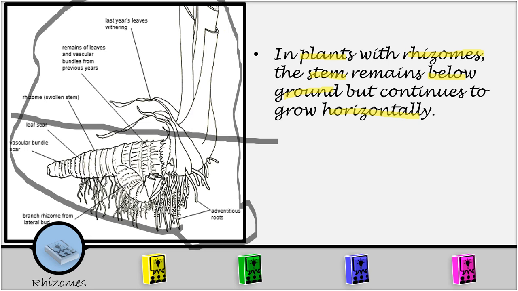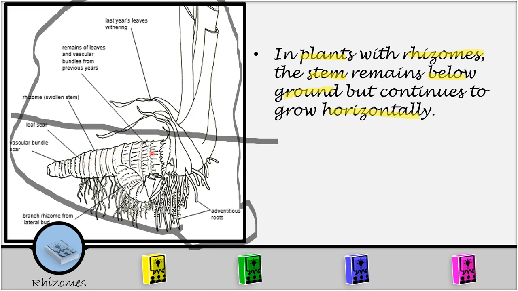So when you look at our rhizome here, it has adventitious roots here, and here we have a branch of rhizome from the lateral bud. This one is a branch. You can see that the leaves have been cut off, but it is a branch from the main rhizome. It is a lateral bud. And here we have the vascular bundle scars. Those are scars. We have the leaf scars.